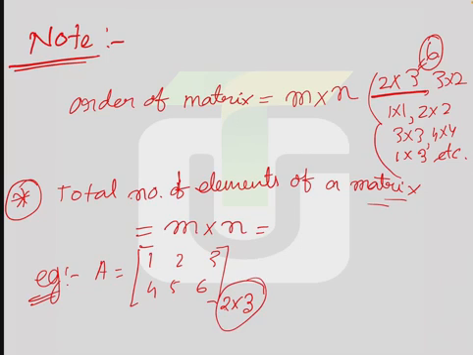So if I ask you what is the total number of elements of the matrix A, then you can simply find the product of the order, that means 2 into 3 is 6. That means 6 elements are there in the matrix A. So 1 2 3 4 5 6, the elements are just these. If we find the product of the order, then we will get the total number of elements of the matrix. So mind it, this is a note.